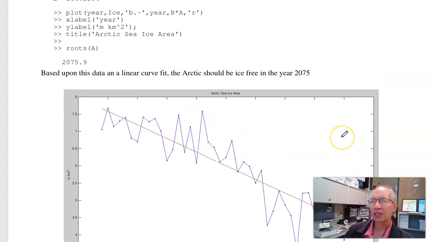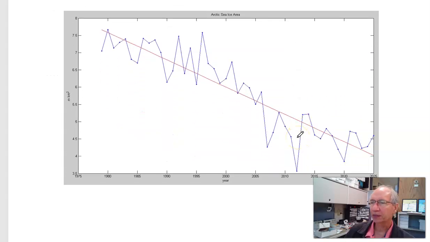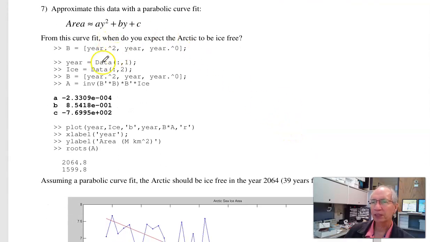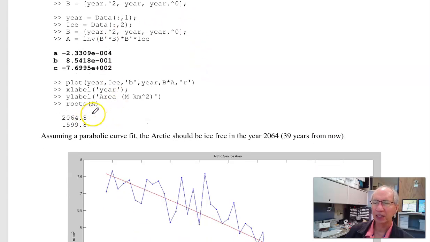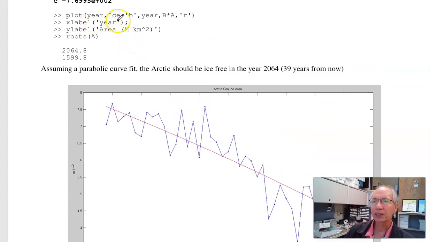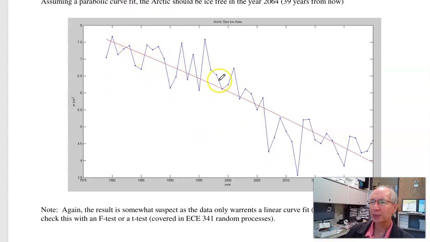Now with that I can ask, when does the function equal 0? That's the roots command. Based on a linear curve fit, the Arctic should be ice-free in about the year 2075 at the current trend. If I do a parabolic curve fit, I just change the basis: year squared, year, and 1. Here's your A, B, and C. Now it says the year 2064. Plot the two together, year versus data, year versus curve fit. That's a parabolic curve fit, with a little bit of a bend in the line. Not much, but it is there.